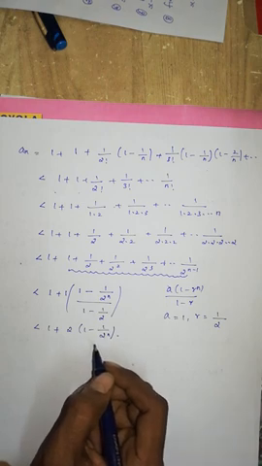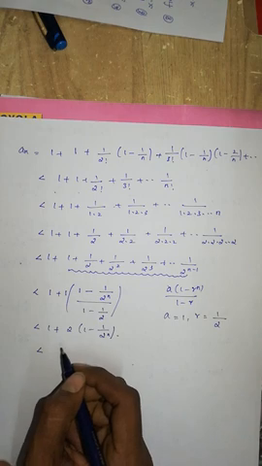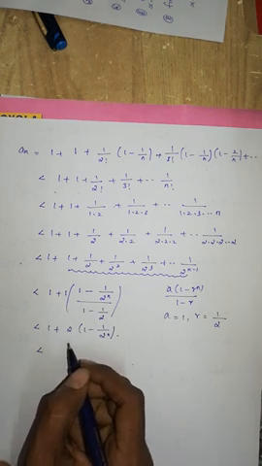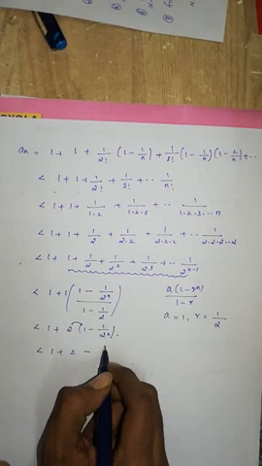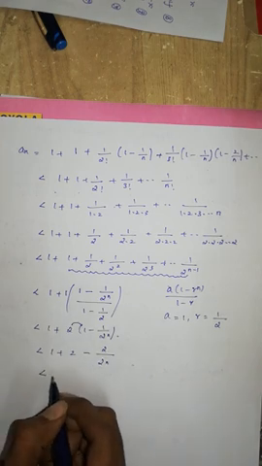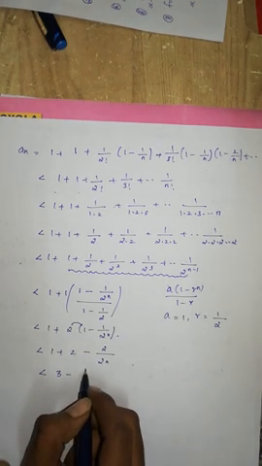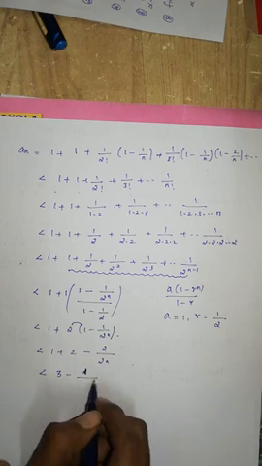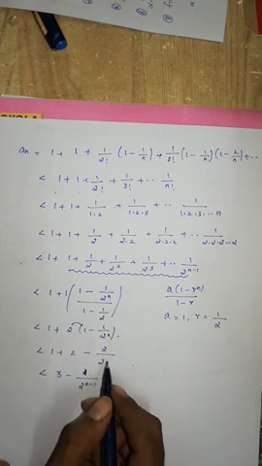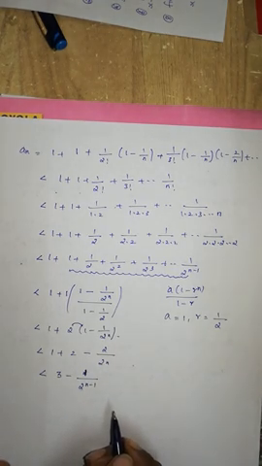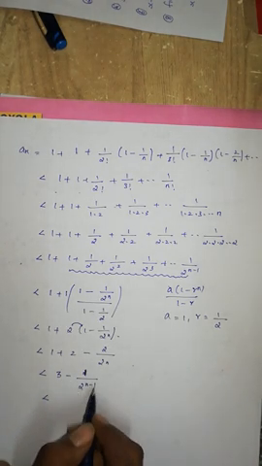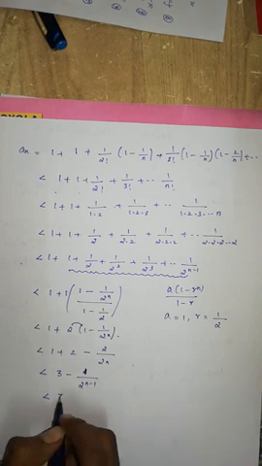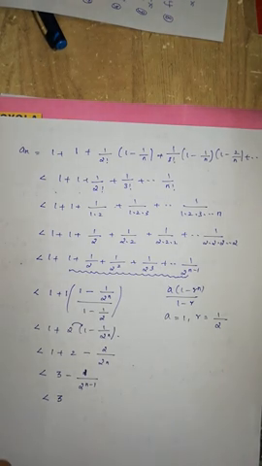Now this will be less than 1 plus, multiplying here, 2 minus 2 by 2 power n. So this will be less than 3 minus 2 by 2 power n, which I can write as 3 minus 1 by 2 power n minus 1. As n tends to infinity, as n grows bigger and bigger, this value becomes 0, because 1 by infinity is 0, which means this is always less than 3.